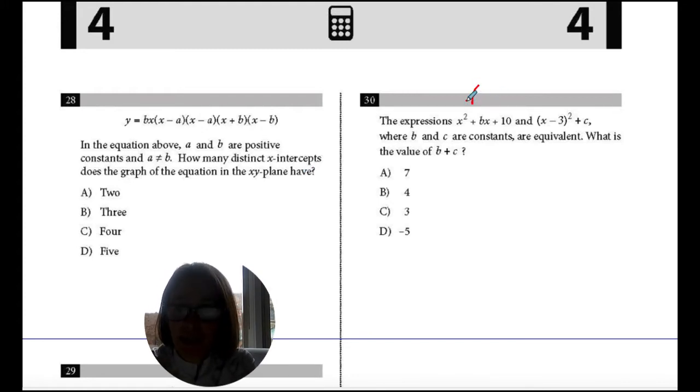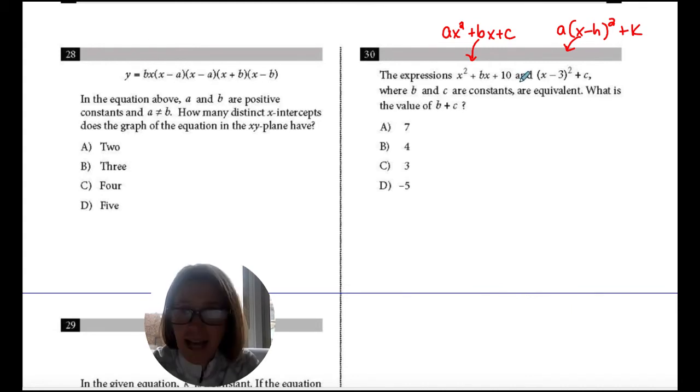I can see here that this one is standard form, so ax squared plus bx plus c. And I can see this one is vertex form, which is a times (x minus h) squared plus k. Now, in this case, a is 1, so that makes it nice and easy. There are several approaches. They're asking basically for the k value, so they're looking for the y coordinate of the vertex.